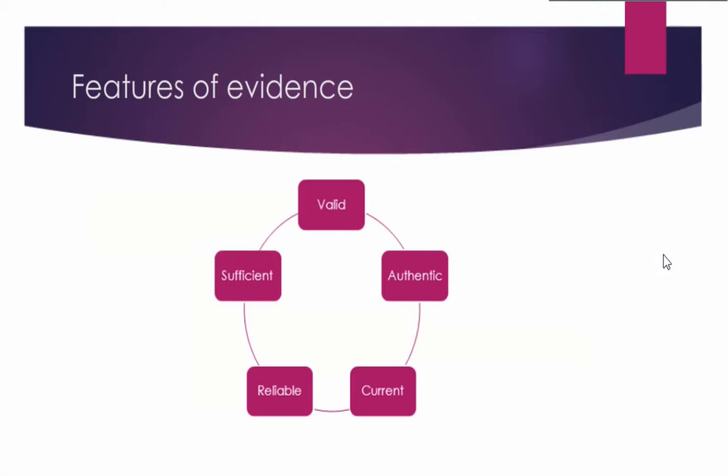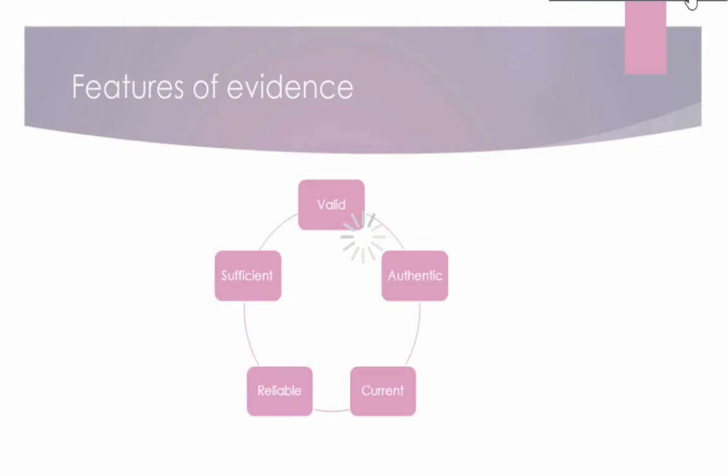So there are 5 features of evidence: that it's valid, authentic, current, reliable, and sufficient. And we'll go over what each of these means in relation to what the assessor is actually looking for when they're assessing your competence.